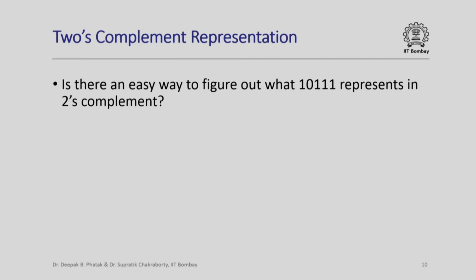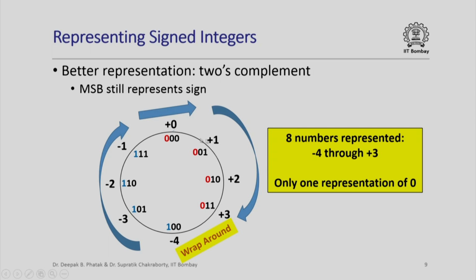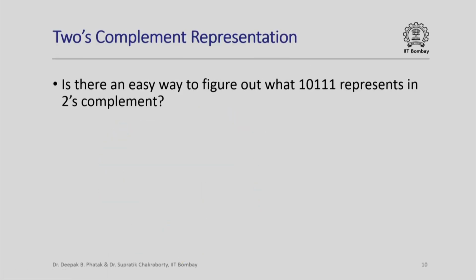And one might ask if there is an easy way to figure out, given such a binary sequence, what number it represents in 2's complement. We could draw the entire circle like we did here and try to figure out what number it represents, but is there an easier way? It turns out that there is.